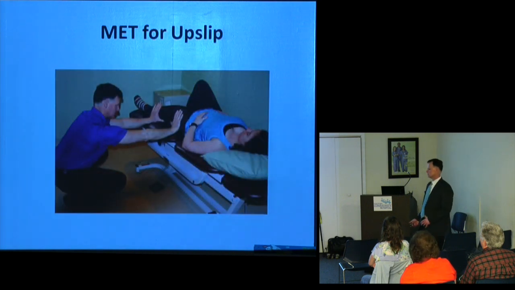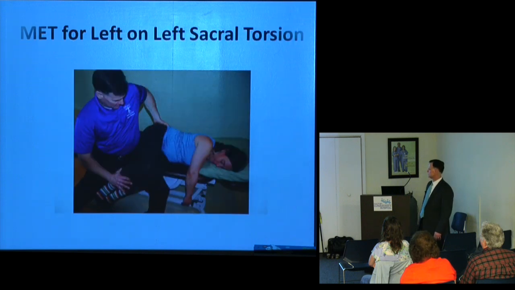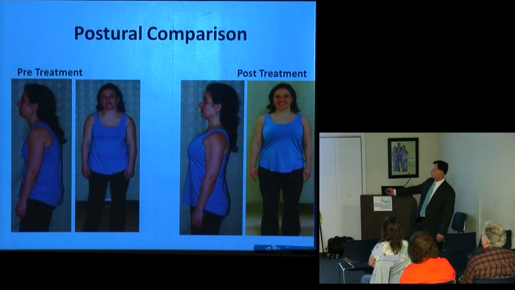And this is for an upslip where she has a short leg. This is for her sacroiliac joint. This is what she looked like before I saw her on this treatment. She came in with a head like this, shoulders rounded, head tilted off to the side and rotated, side bent and rotated. And after I did the treatment that you just saw, this is what she looked like after one treatment. Is she going to stay that way?